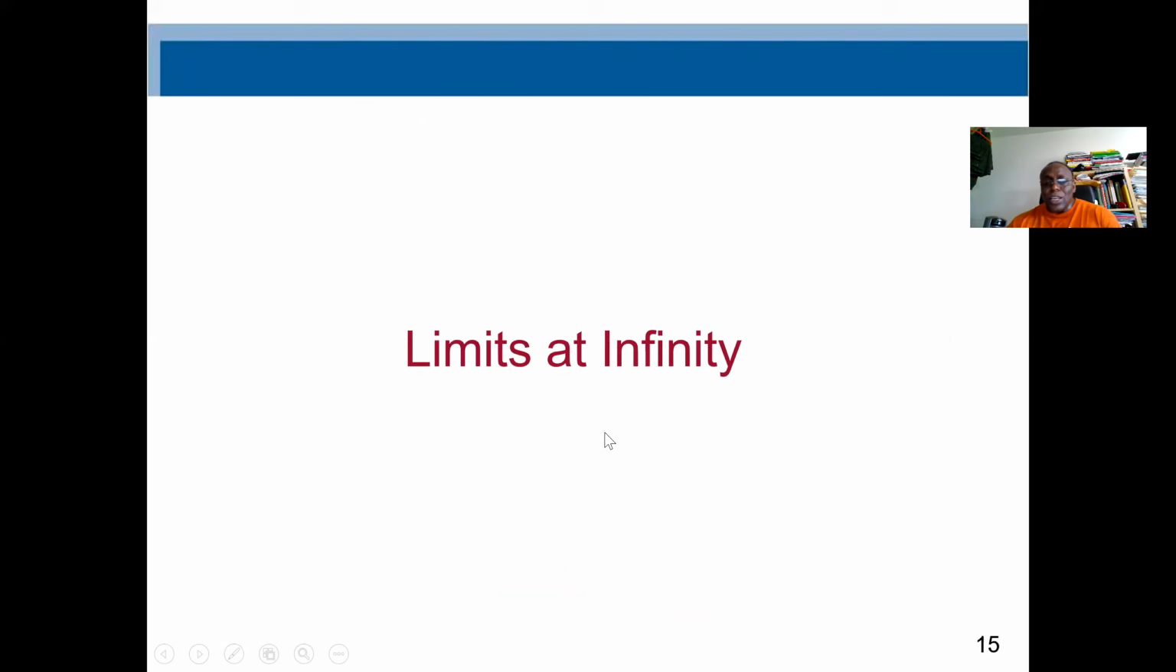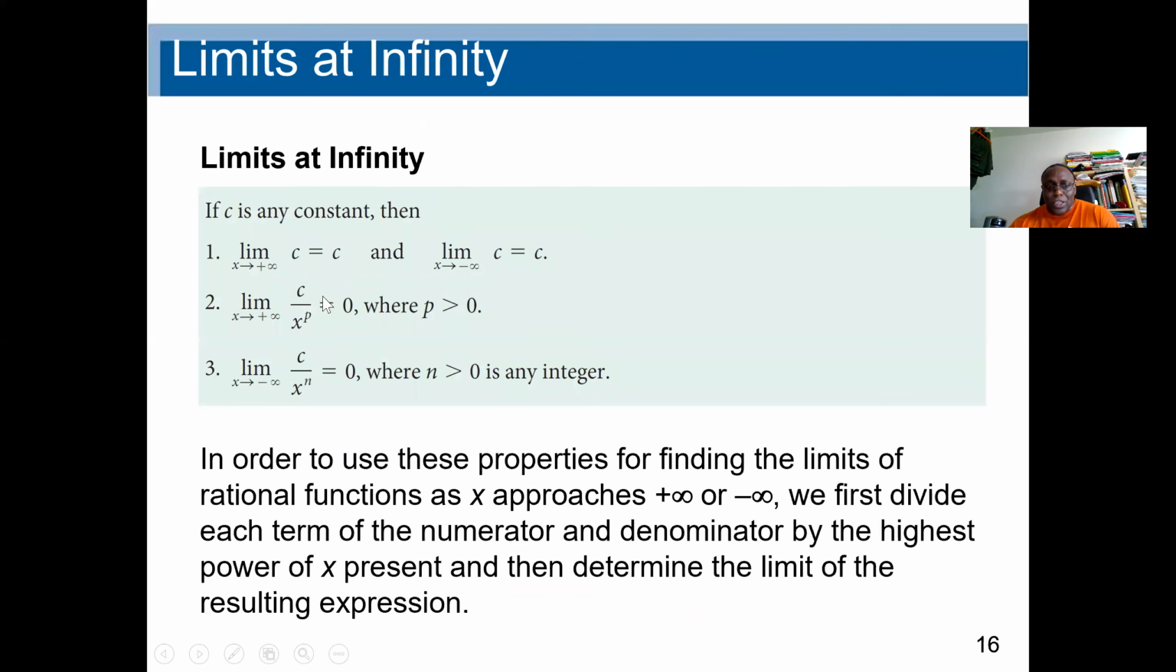So next we move to the limit at infinity. So this is the rule here. If c is any constant, then the limit as s approaches positive infinity of c is equal to c. We are assuming c is a constant value. And also the limit as s approaches negative infinity of c is also equal to c, because c is a constant value.